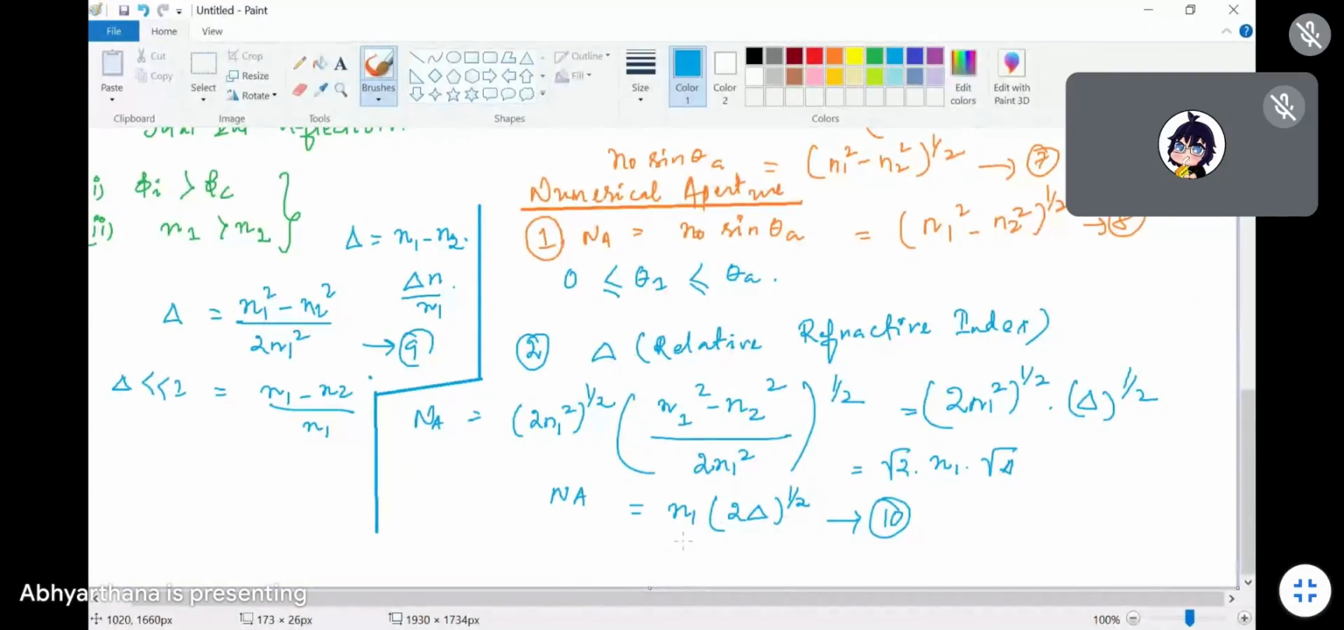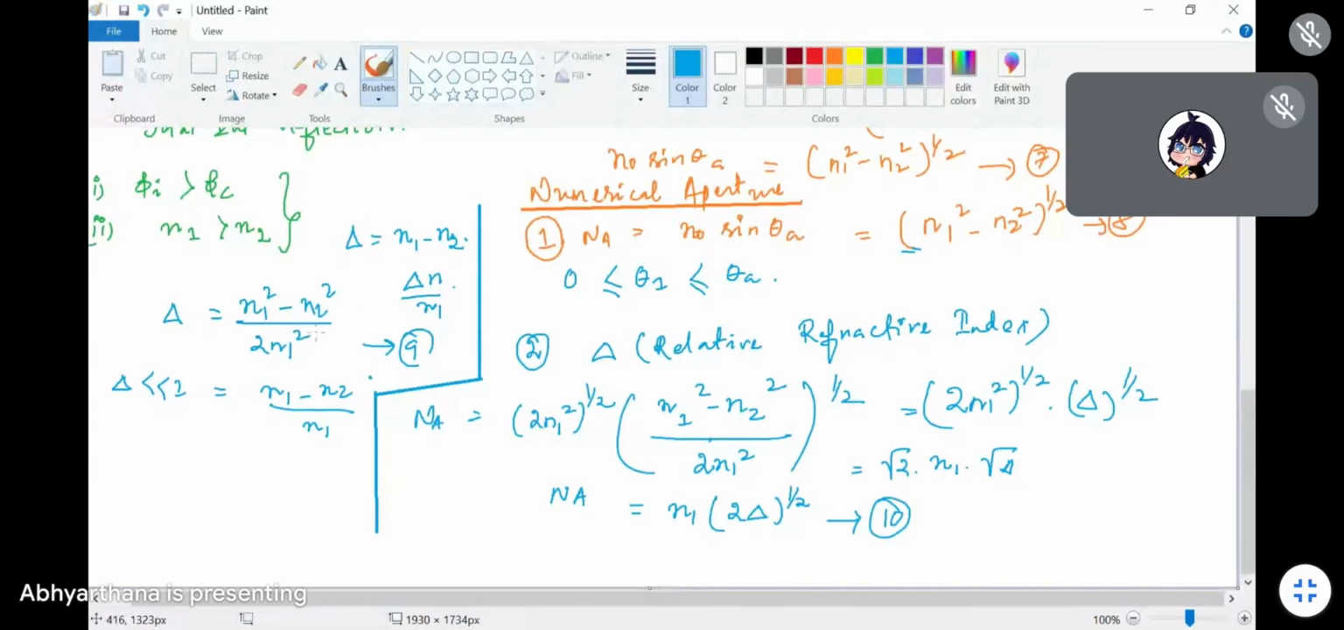Let's say only the refractive index of the incident medium is given and your delta is given. So what will you do over there? Directly, you can use this expression and find out the value of the numerical aperture. So I'm just trying to derive it. You have this n1 square minus n2 square root over, right?